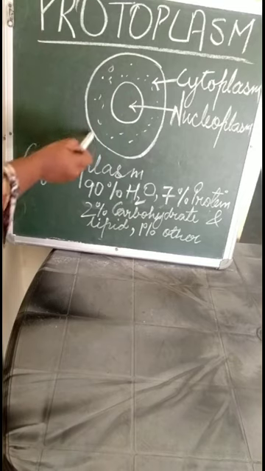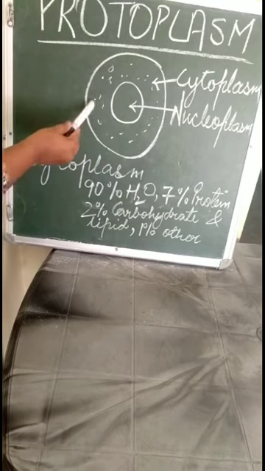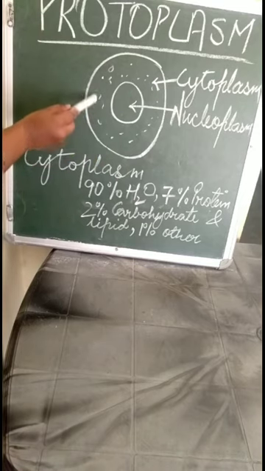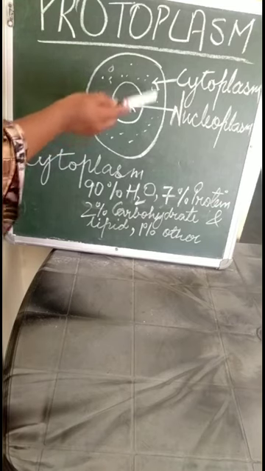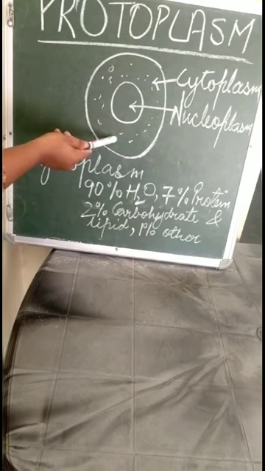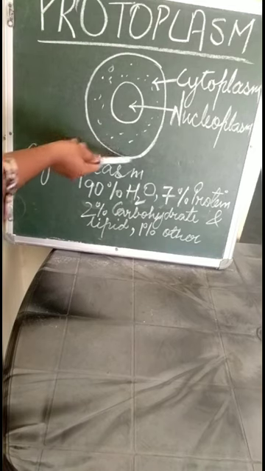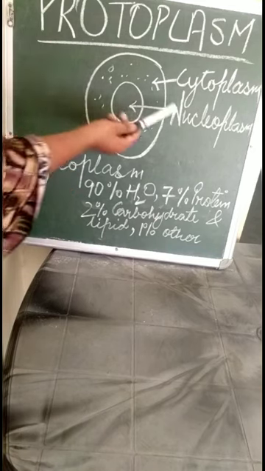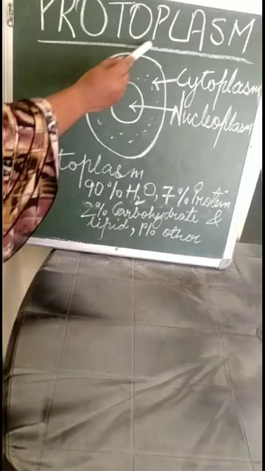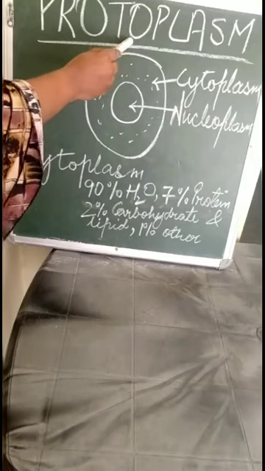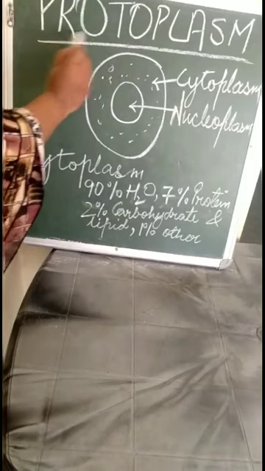The cytoplasm constitutes about 90% water, 7% protein, 2% carbohydrate and lipid, and 1% vitamins and minerals. So this cytoplasm and nucleoplasm both constitute the protoplasm. The protoplasm is a semi-fluid, jelly-like, viscous substance.